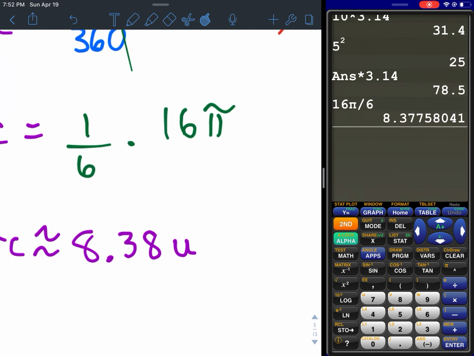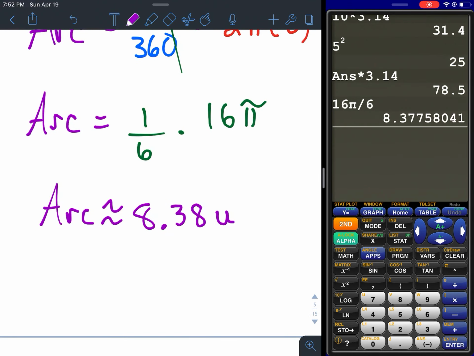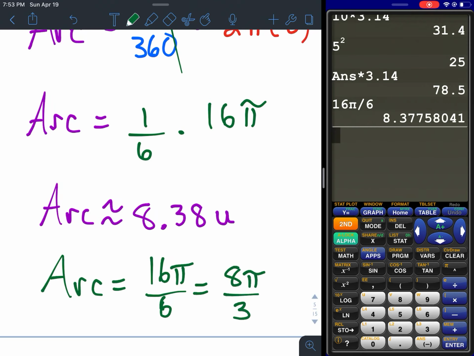A more accurate answer would be actually leaving it as a fraction. So arc is equal to 16 pi divided by 6, which can be reduced to 8 pi over 3. That would be a more accurate answer, but this works as well.